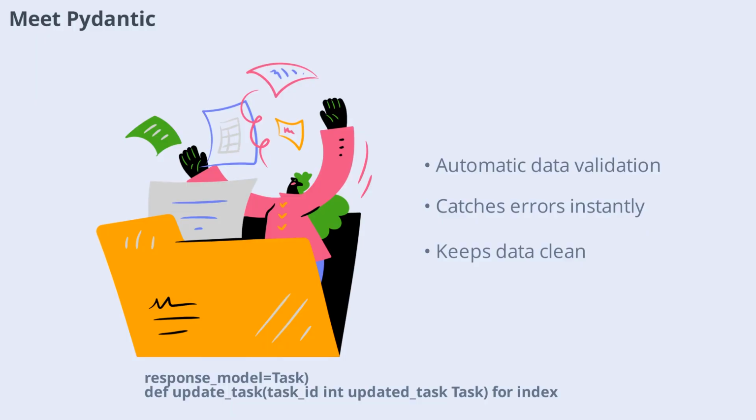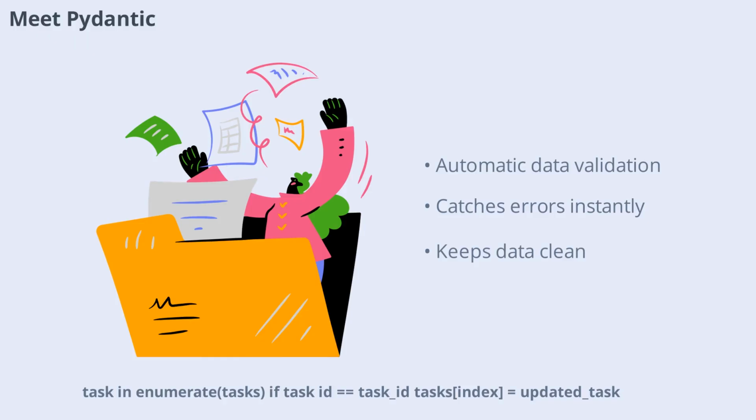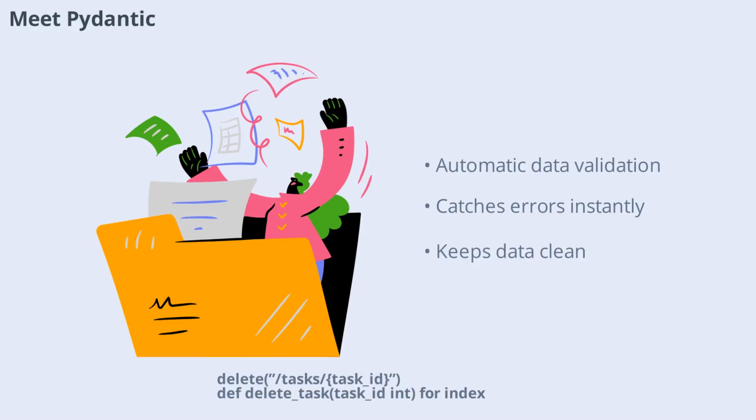# Update (PUT). @app.put("/tasks/{task_id}", response_model=Task). def update_task(task_id: int, updated_task: Task): for index, task in enumerate(tasks): if task.id == task_id: tasks[index] = updated_task. return updated_task. raise HTTPException(status_code=404, detail="Task not found").